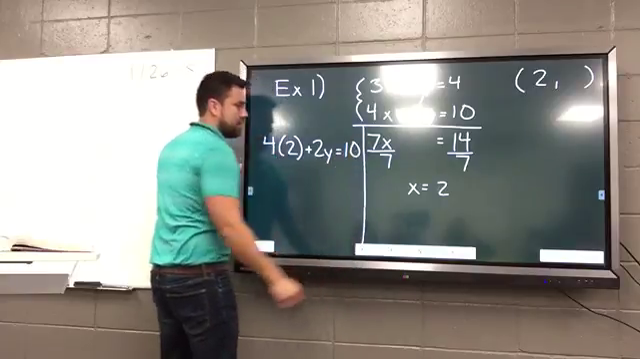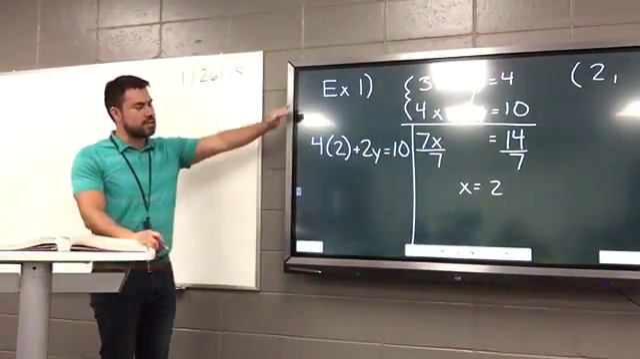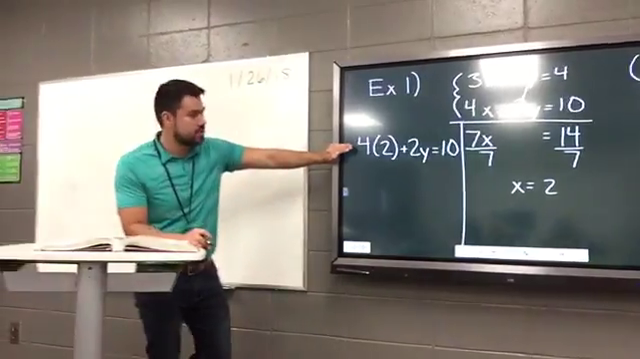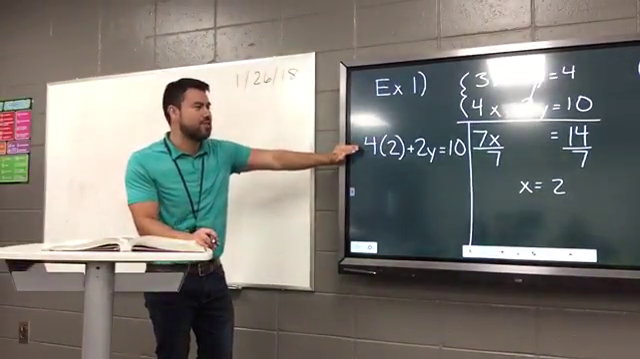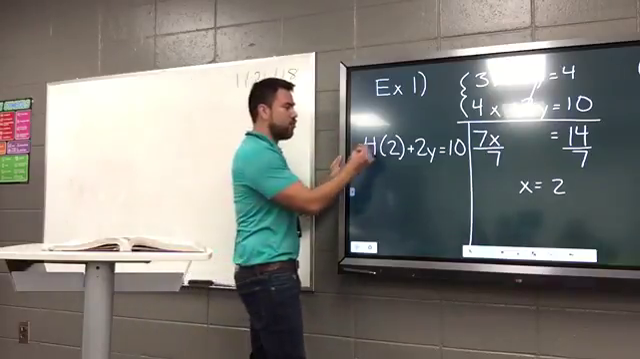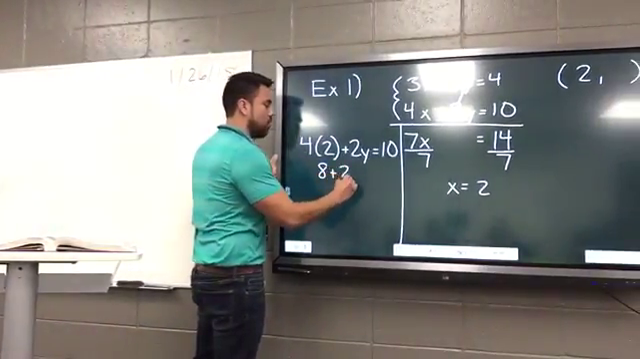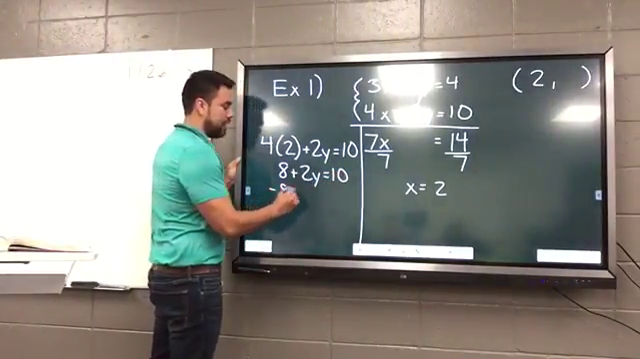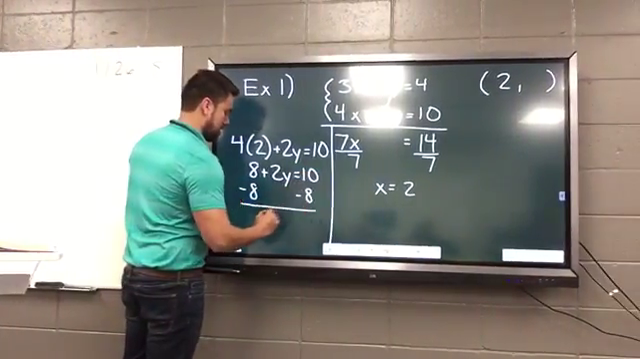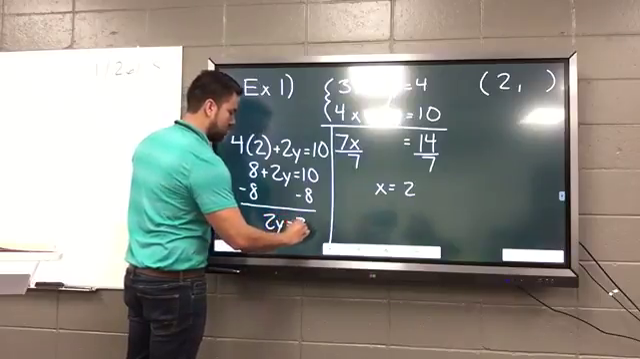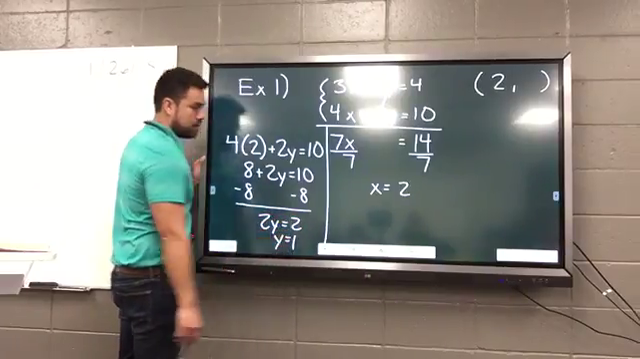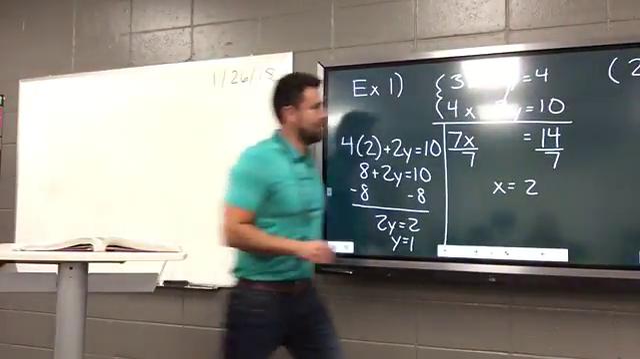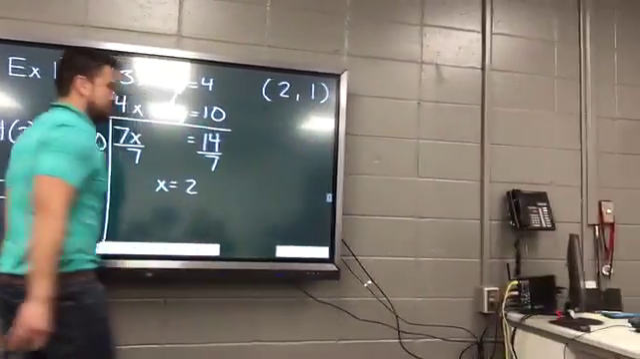I'm going to separate that right there. So you see I'm using that second equation, and I put in 2 for x, and then I can solve for y. So 4 times 2 is 8 plus 2y equals 10. Subtract 8 from both sides. I get 2y equals 2. So y equals 1. Okay. That's my solution.